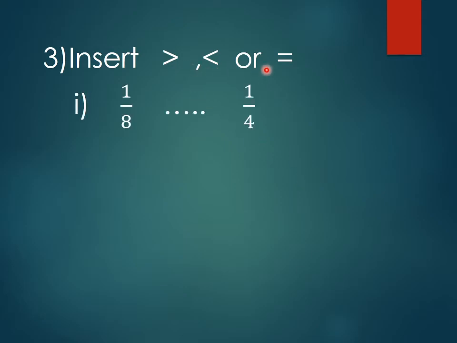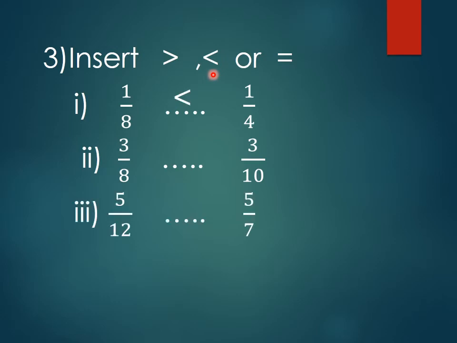Insert a suitable symbol out of these three. First one, 1 over 8, 1 over 4. We know the numerator is the same. Then the fraction which has the small denominator is the larger fraction. Therefore, we can use this one. And the second one, also the numerators are equal. This is the small denominator. Therefore, this fraction is the larger one. And here, the small denominator is this one. Therefore, this is the larger one.